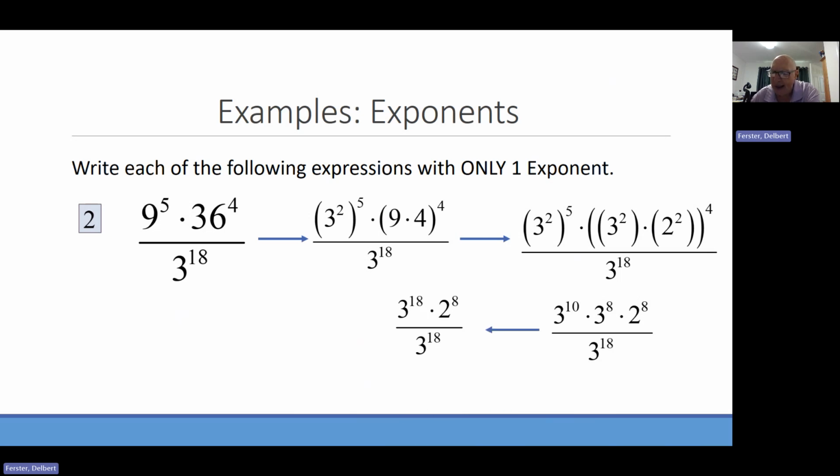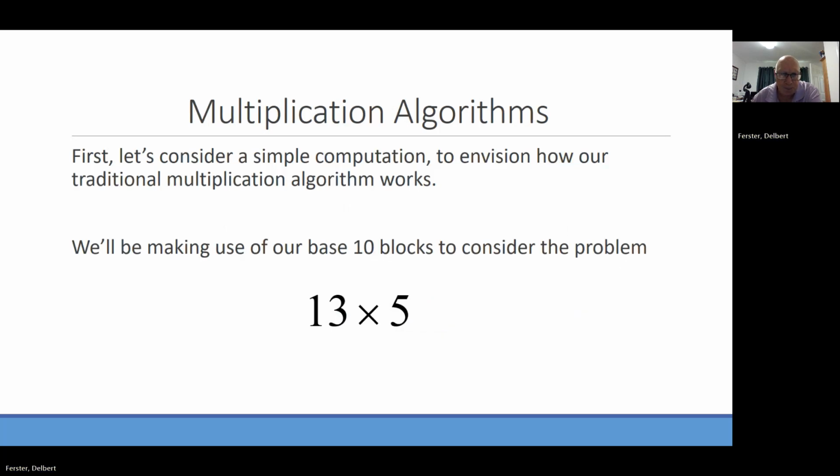Can't do much with the 2 to the 8th. It's just kind of dragging along. But we could now cancel the 3 to the 18th top and bottom. And we are left with what we were asked to do: get an expression with only one exponent. This one, no doubt, I think for most kids was a harder challenge. It's good in that it gives us properties to practice with our exponents.